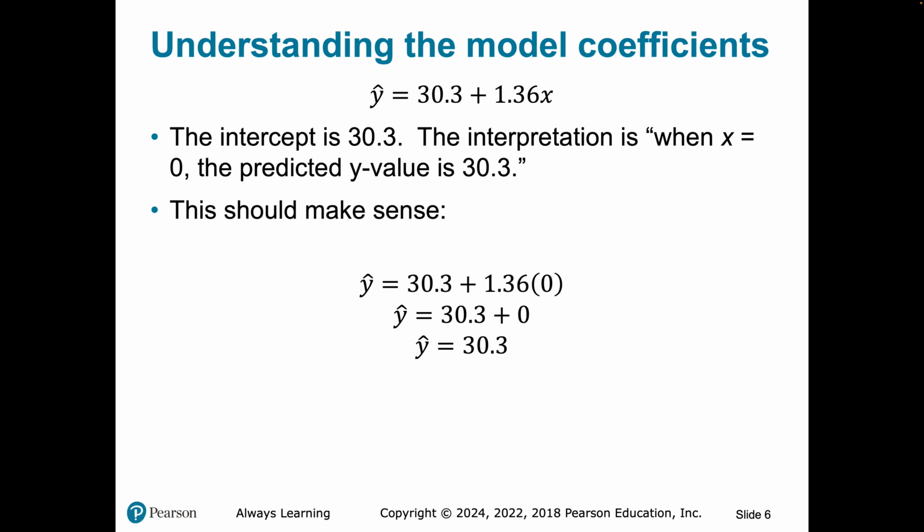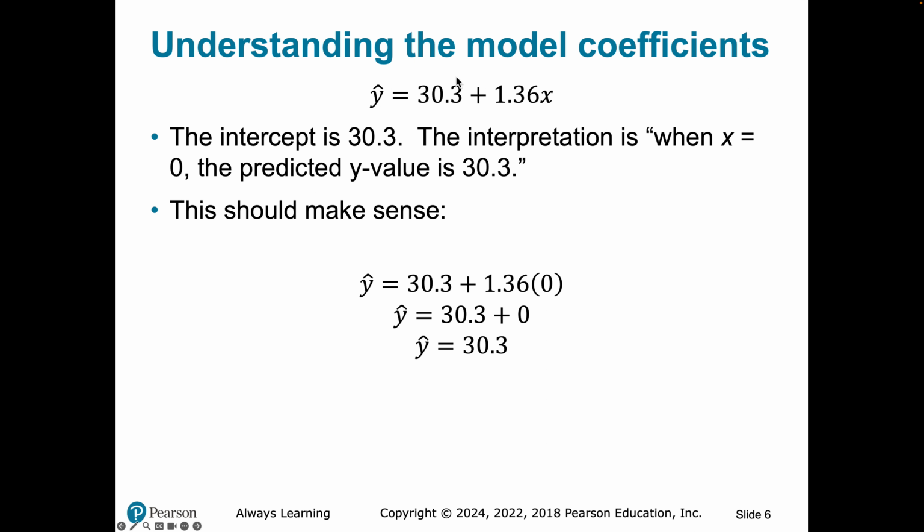Our intercept in this case is 30.3. The interpretation is, and I'll tell you right now, I'm very picky about this, your interpretation on a test or whatever needs to be exactly what I'm telling you here. The interpretation is when x is equal to 0, the predicted y value is 30.3.